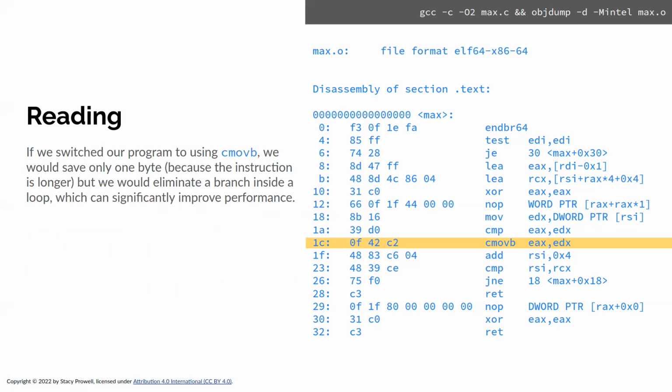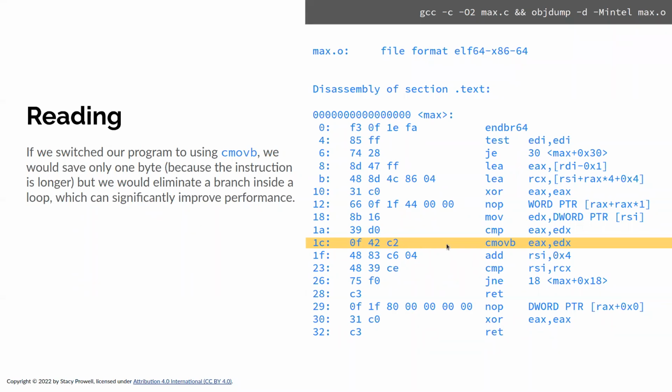If we switch our program to using CMOVB, we might save a byte. Right? This is a 3-byte instruction, and it turns out the way we implemented it only used 4 bytes. So I don't know. So-so. Right, because we had a branch that took 2 bytes, and then we had the move, which took 2 bytes. So we ended up with 4 bytes, and they just have 3 here.